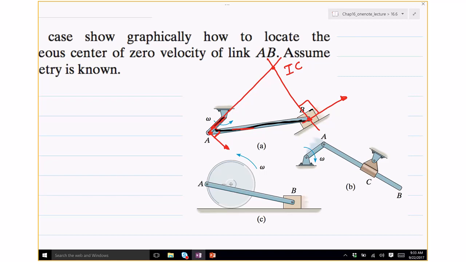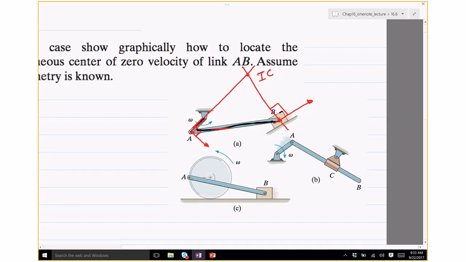Okay, so moving on, what's the IC of link AB? As I said again, you need to find the velocity of 2 points. And the simplest points are probably A and B. So B is this way. I think it's going to be that way. B is going to move to the left because the disk is spinning clockwise. So counterclockwise, my bad. Counterclockwise. So B is to the left.